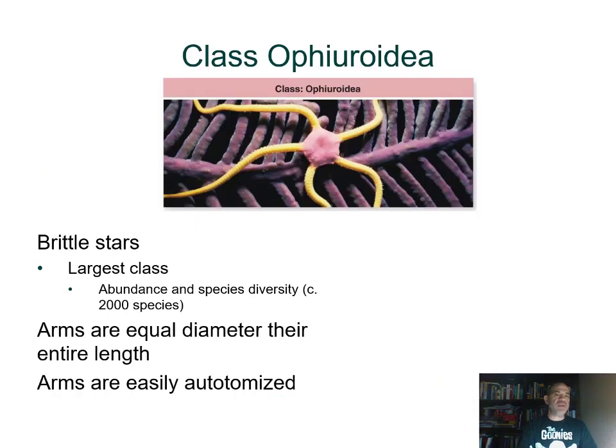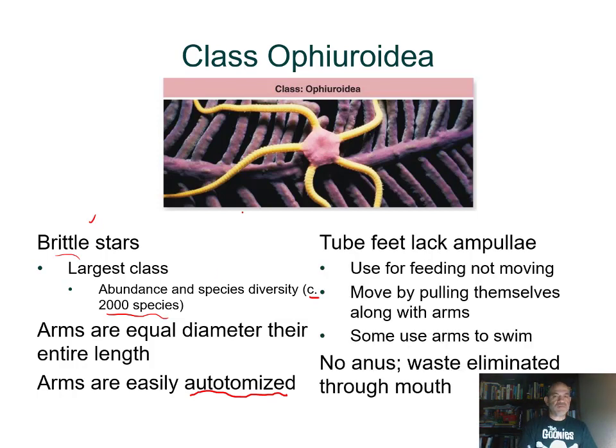And then the Ophiuroidea, they're commonly called the brittle stars. This is the largest class. Circa means around, so circa 2,000 species or so. Their arms have a more or less equal diameter all the way around, and their arms can easily autotomize, and that means break off easily. It's almost as if they control it breaking off, kind of like a lizard when they lose their tail, and that's why they're called brittle stars.